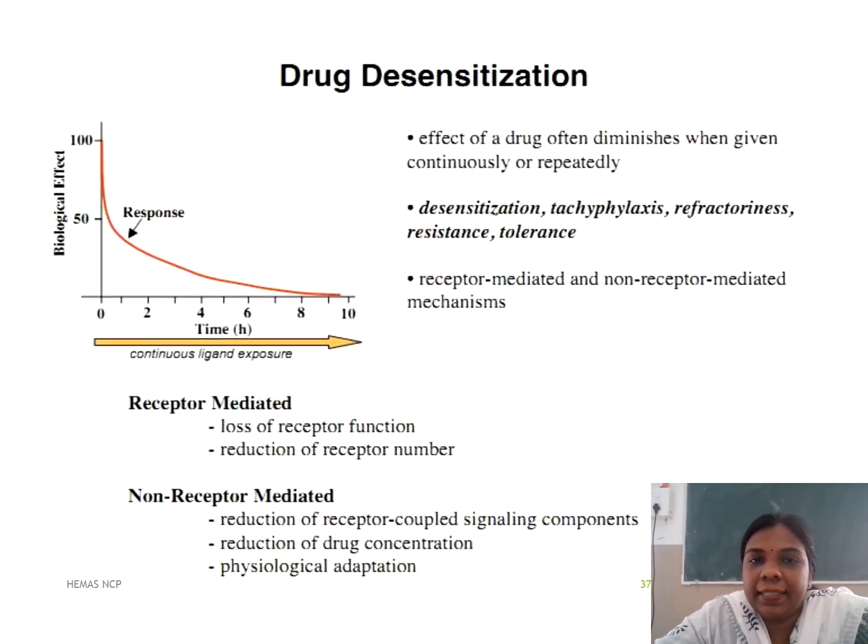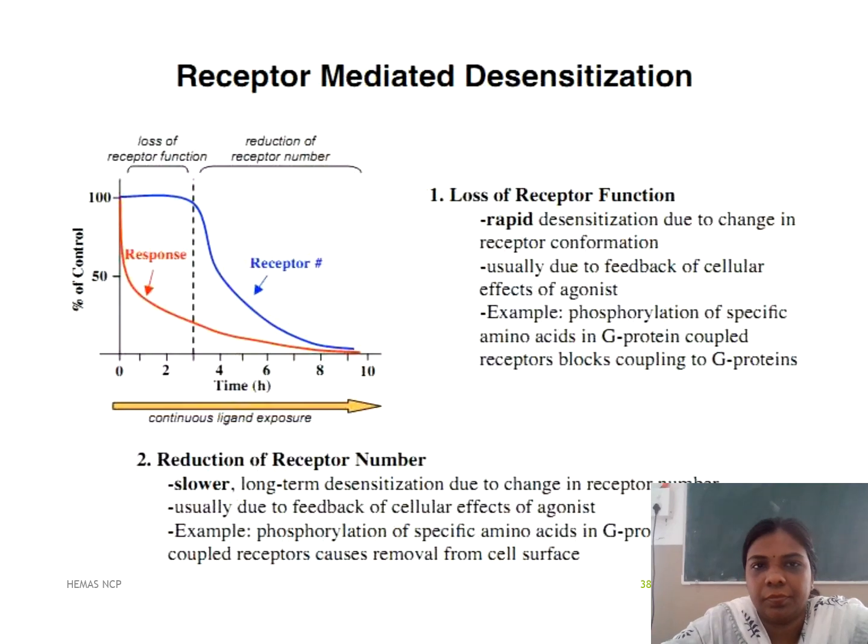Next, drug desensitization. This diagram shows receptor mediated desensitization, where the response to a drug decreases when it is given continuously, or repeated administration causes a decreased response. Drug desensitization means a progressive reduction in biological response after repeated or continuous exposure to a drug. Initially, the drug gave a strong effect, but later the same dose produces a lesser effect.